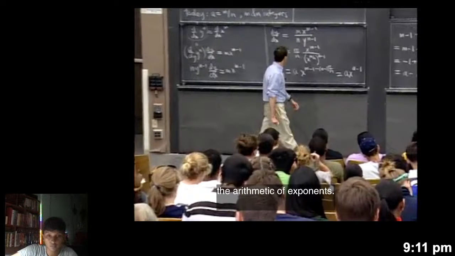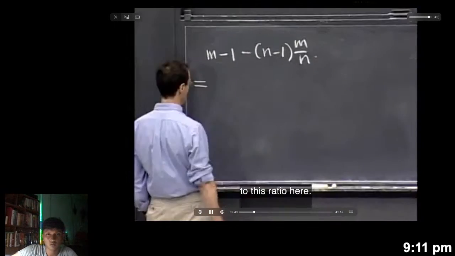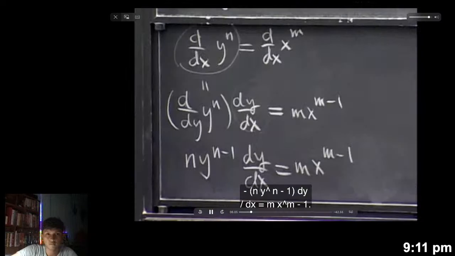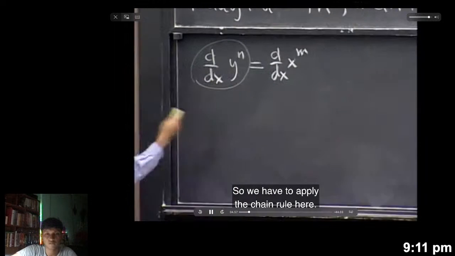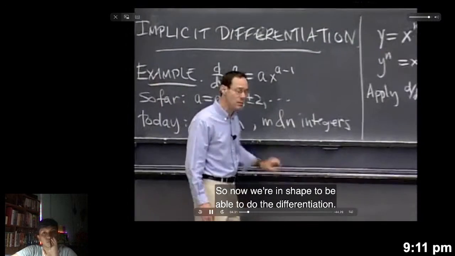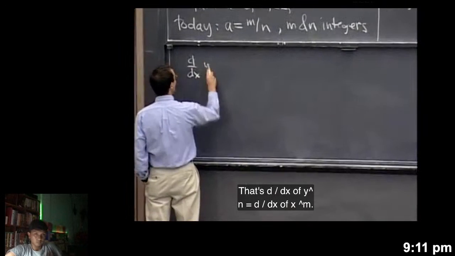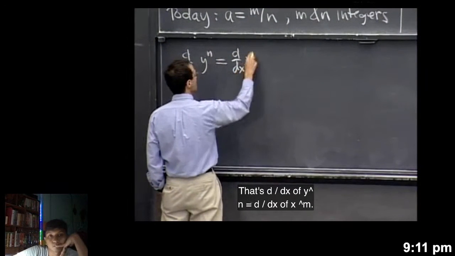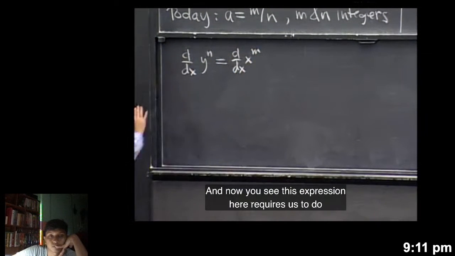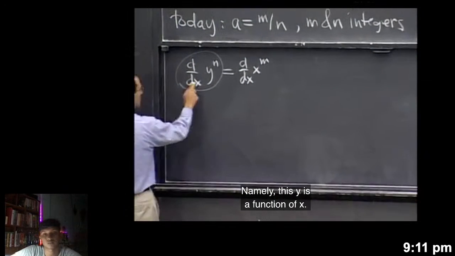All right, so we've done our first example here, and so now we're in shape to be able to do the implicit differentiation, and now I'm going to write it out explicitly over here without carrying it out just yet. That's d by dx of y to the n is equal to d by dx of x to the m power. And now, you see, this expression here requires us to do something we couldn't do before yesterday, namely, this y is a function of x, so we have to apply the chain rule here.